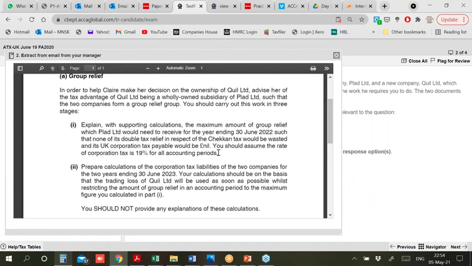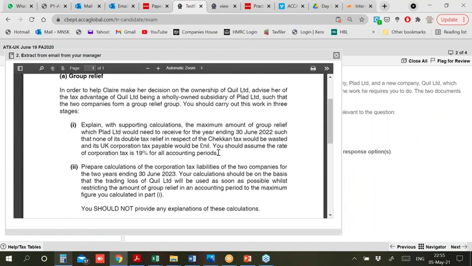Now, guys, this is a very common requirement in real life of clients as well. Whenever I talk to a client, their first demand or requirement is, is there any possibility that the tax can be reduced to nil and without wasting any reliefs or exemptions available? Is there any possibility? So now in the question, you can see that Claire is demanding the same.